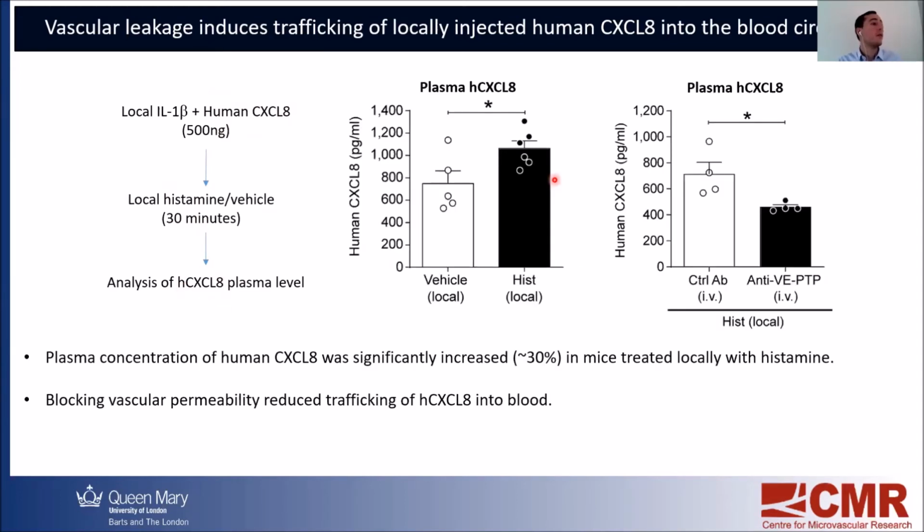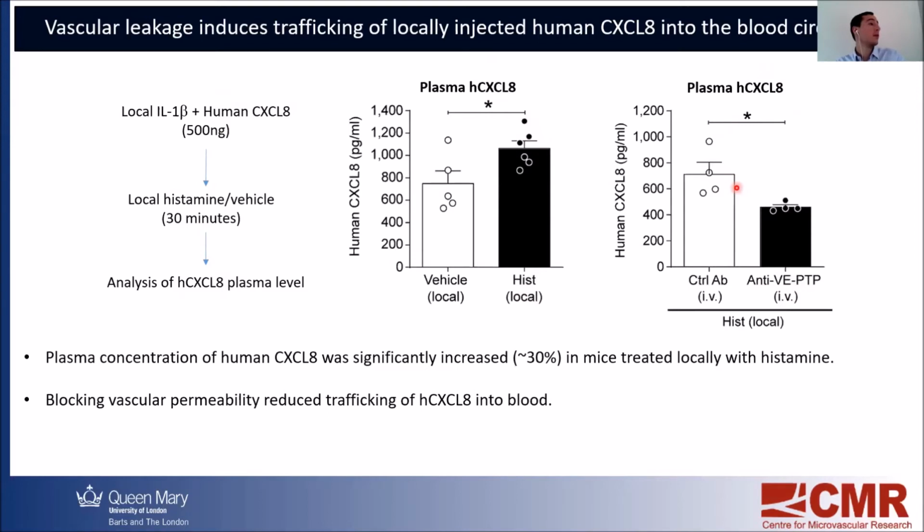We observed that the mice treated with histamine locally show a higher concentration of plasma human chemokine compared to vehicle control, about 30%. And again, if we treat the mice with blocking anti-VE-cadherin to block the histamine-induced permeability, we observe that the level of the human CXCL8 was reduced compared to control antibody-treated animals.